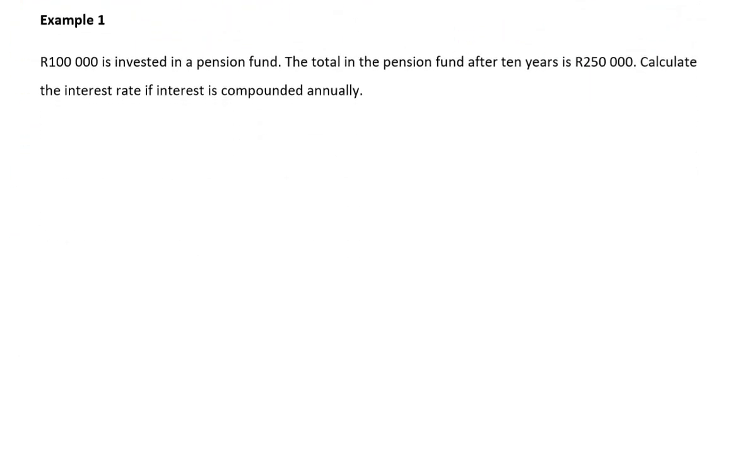So example number 1 says 100,000 Rand is invested in a pension fund. The total in the pension fund at the end of 10 years is 250,000 Rand. Calculate the interest rate if it is compounded annually. So that means it's compound interest. So the moment I see compound interest, I write down my formula: A equals P, 1 plus i to the n. It's given to you on your formula sheet, so you don't have to worry about remembering it.